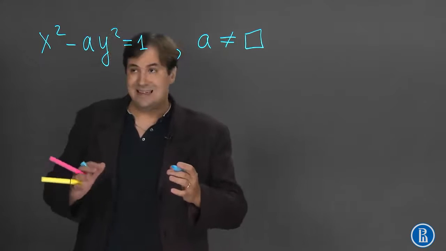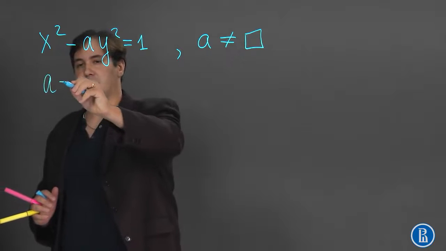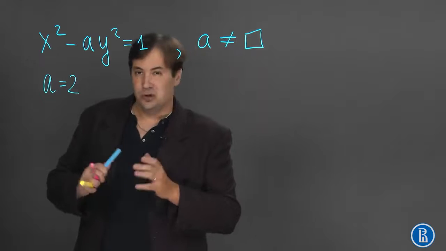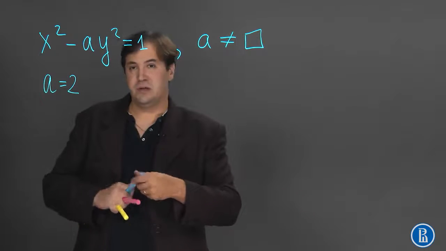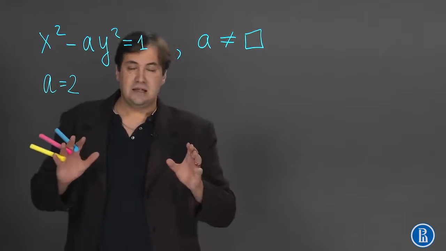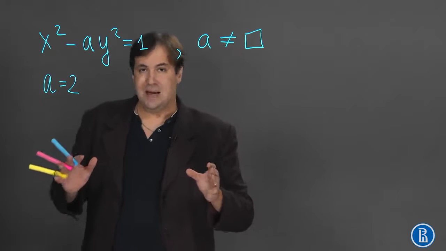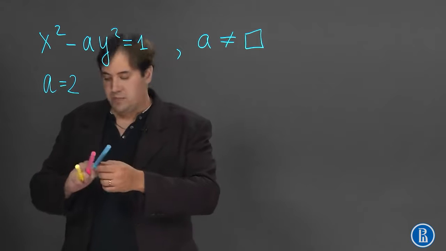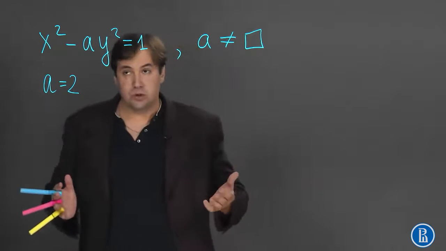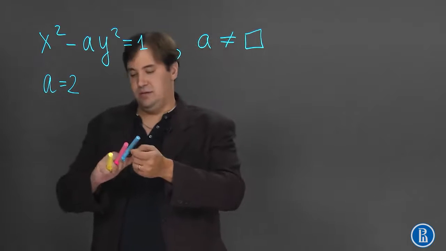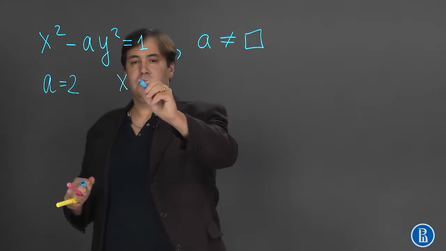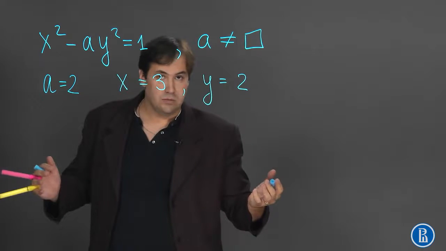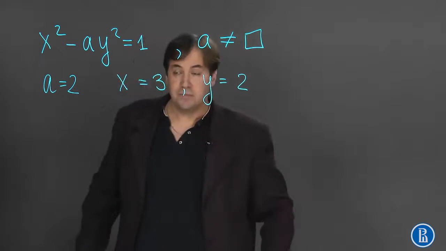And now we would like to understand what is the structure formed by solutions of such an equation. Once again, let us consider a particular number, a equal to 2. And may I once again assure you that all that is going to happen after this moment is also applicable to the general case, to any a other than squares. So when a is equal to 2, then we have some known solutions. For instance, we know that x equal to 3 and y equal to 2 form a solution, because 9 minus 8 is equal to 1.